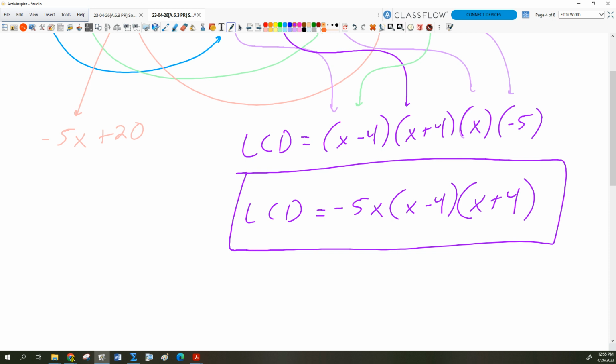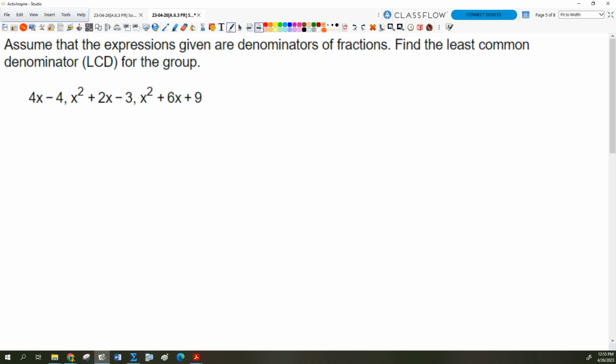Okay? All right, let's try one more of these. How about this guy? Same thing. We have to rewrite this. So how about this first one? What can I factor out there? Okay, so I take out a 4. And by the way, notice that these are denominators of fractions. We're not writing them as fractions. They're just giving us a list of the denominators to work with. So we take a 4 out of that, and we're left with what, x minus 1?